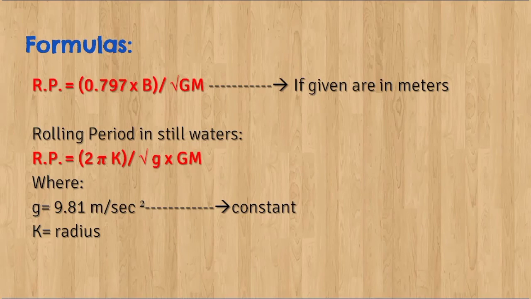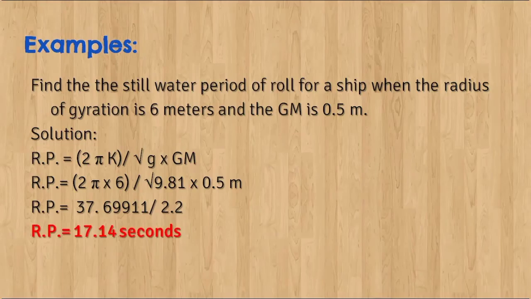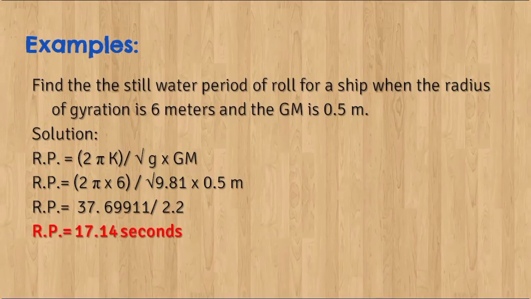Alright, so we have there the formula: 2 pi k, which is the radius, divided by the square root of g, small g, which is constant, 9.81 meters per second squared, times the ship's GM. In order for us to further understand the formula, we have here the example: find the still water period of roll for a ship when the radius of gyration is 6 meters.